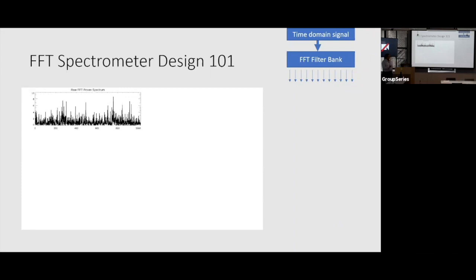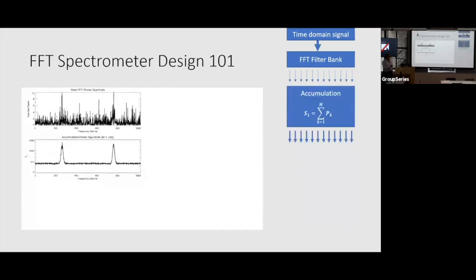So in a classical design, after the filter bank, you do an accumulation of your spectrum. You accumulate the raw spectra and get an accumulated, or average, spectrum, which we'll call S1. When you do that, you see some spectral features that are easy to distinguish against the noise level. But this is what all classical instruments do, and you lose something. You lose some important statistical information about the signal.